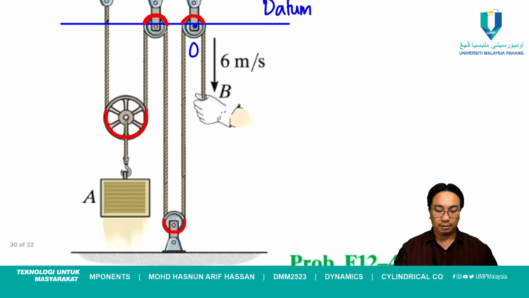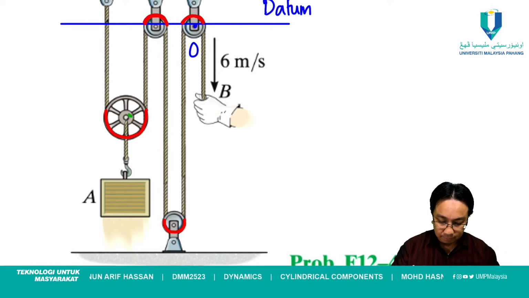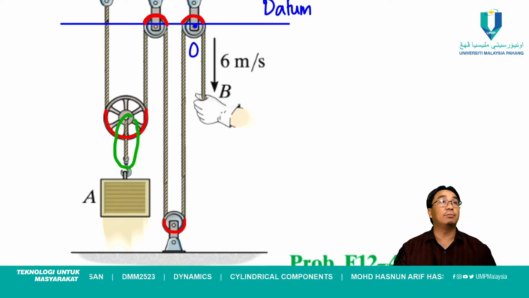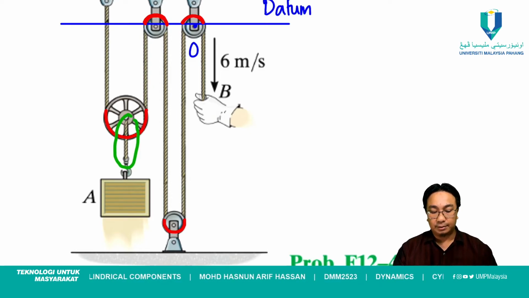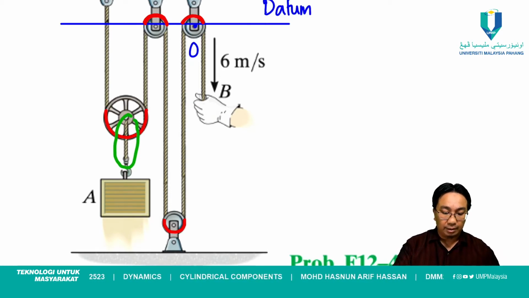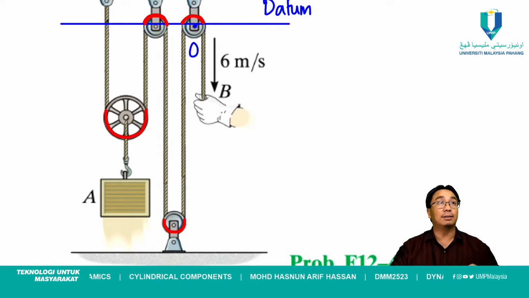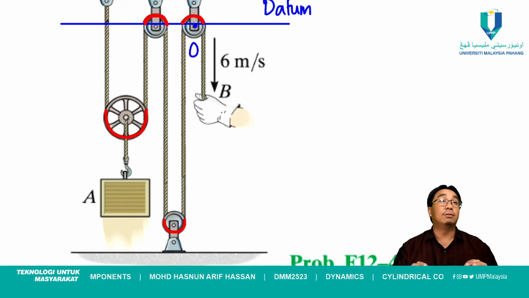Dekat mana lagi? Tali ni macam mana? Do we need to pay attention to that rope? Perlu tak? Tak payah. Kenapa tak payah? Sebab dia tak terlibat pun dengan tali yang sedang ditarik ni. Dia kekal je pada length tersebut dan dia memang tak ada kaitan dengan tali yang selainnya. So tak perlu kita nak include tali tersebut.